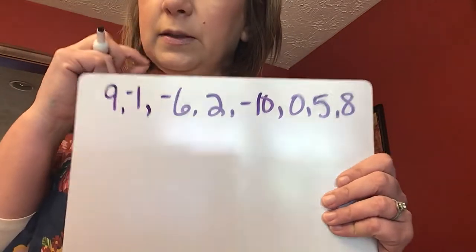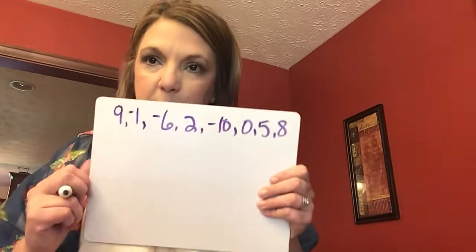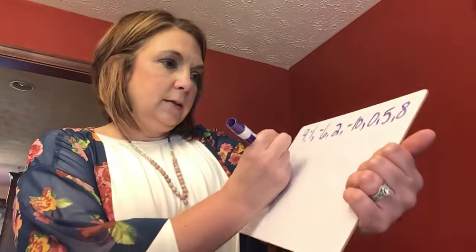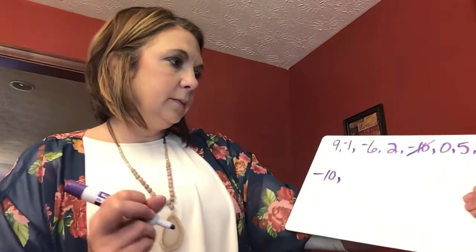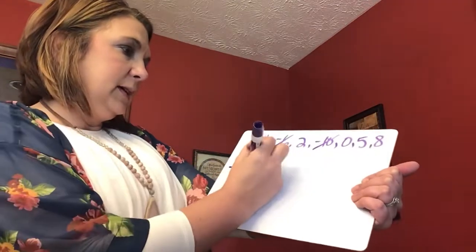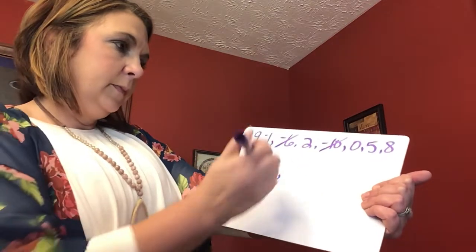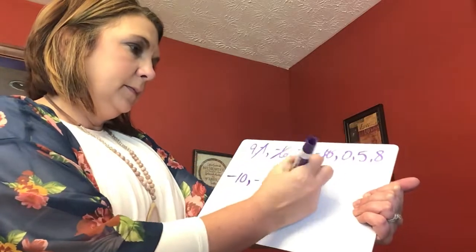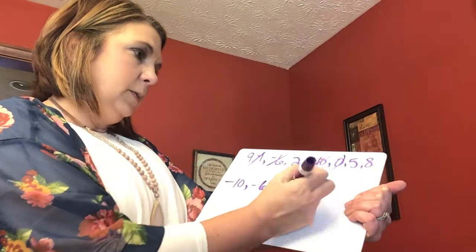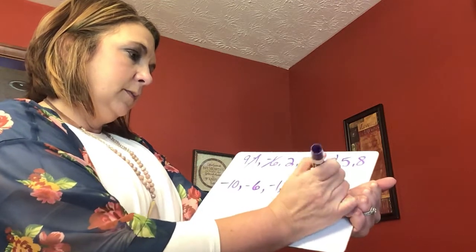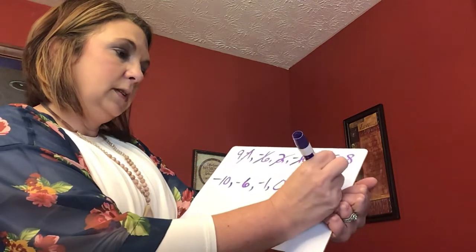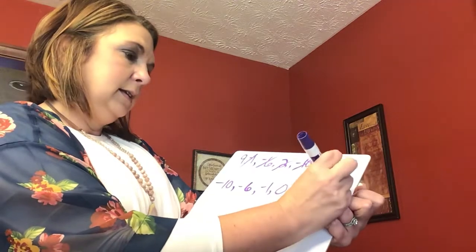Which number is the smallest number on here? Which number is the smallest? -10. So -10. Then what? -6. -1. 0. 2. Oh, I marked out the wrong 2. Did you see that? 8 and 9.